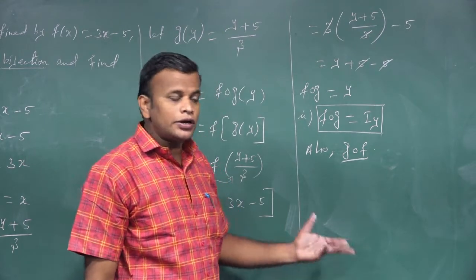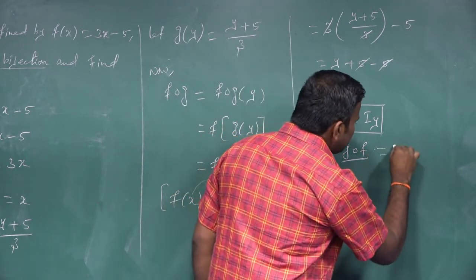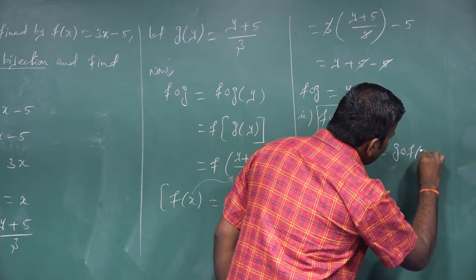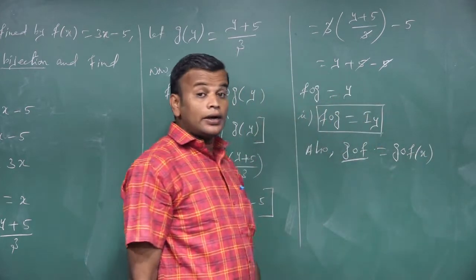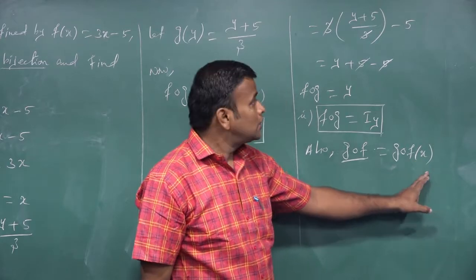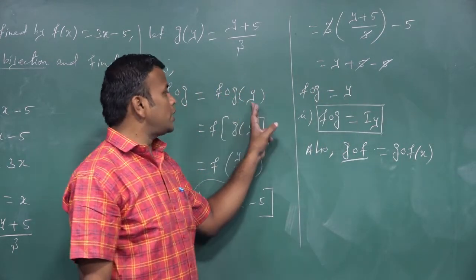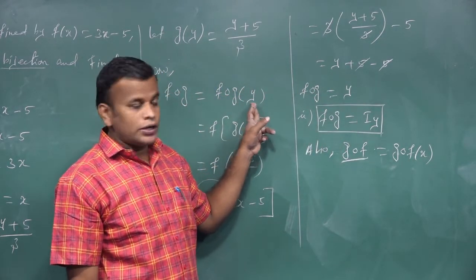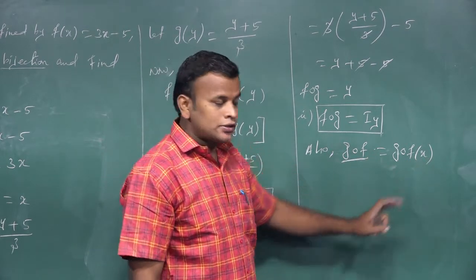Also to find g dot f. How to write g dot f? G dot f of x. Why do I write x here? Because f is a function of x. Here, what is the reason to write y? G is a function of y. Here f is a function of x.